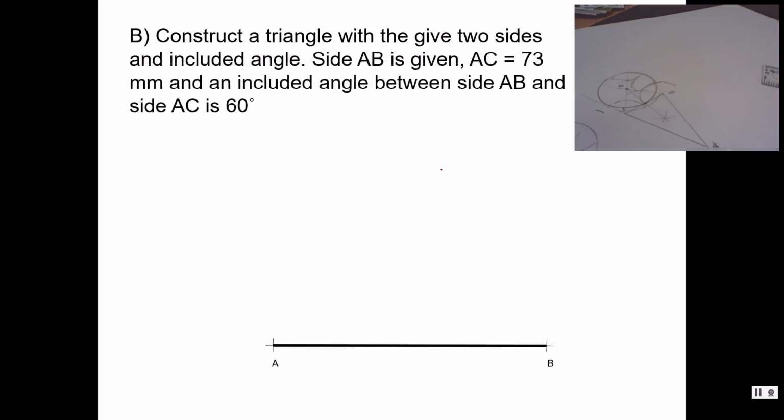Construct a triangle with the given 2 sides and included angle. Side AB is given, AC is 70 mm, and the included angle between side AB and side AC is 60 degrees. Okay, this is just the application of what you have done for the 60 degree angle just now.